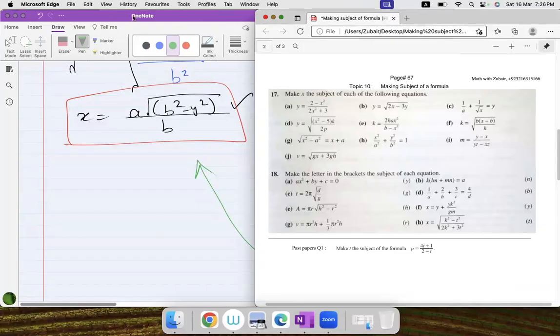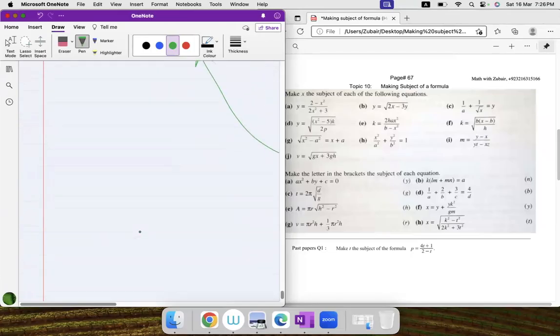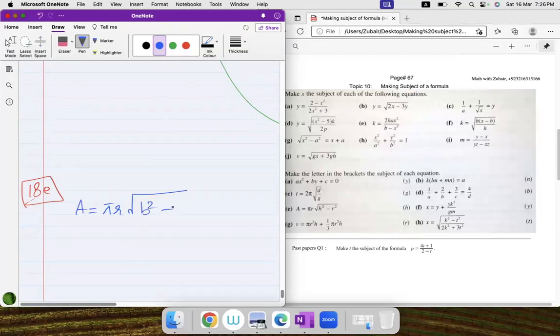And then 18E. 18E. Make the letter in the bracket the subject of the equation, and H the subject. Okay. 18E says A is equals to pi r square root of h square minus, this is h square, right? h square minus r square.